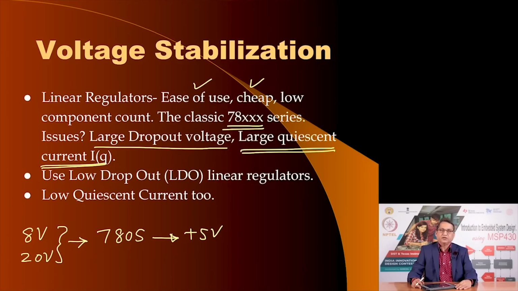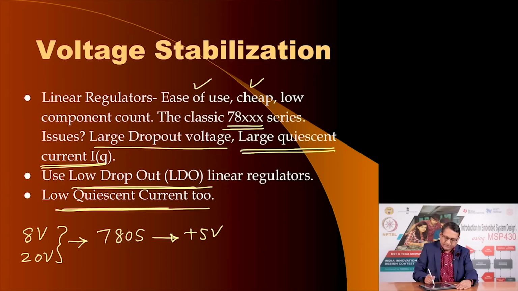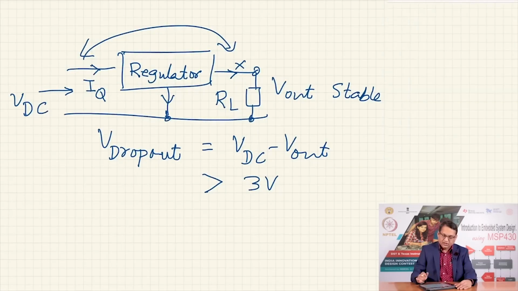Well, instead of using traditional 7/8 series types of voltage regulators, they have developed low dropout voltage regulators. They are called LDO regulators, and they also offer low quiescent current. Let us see what are the numbers.